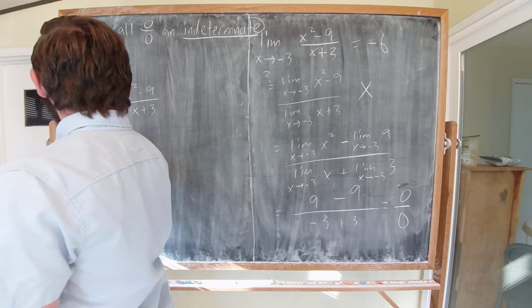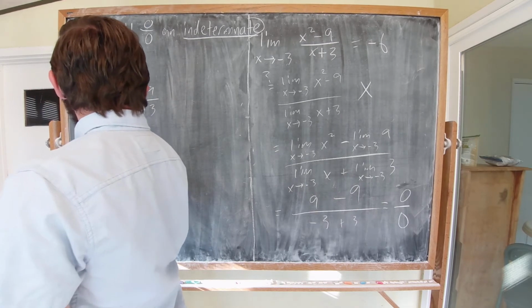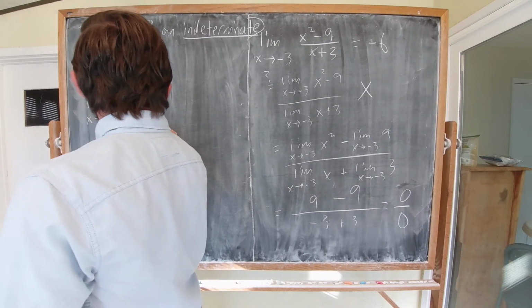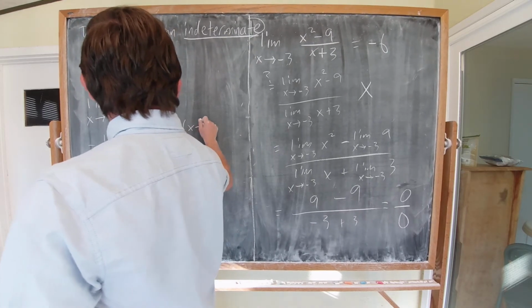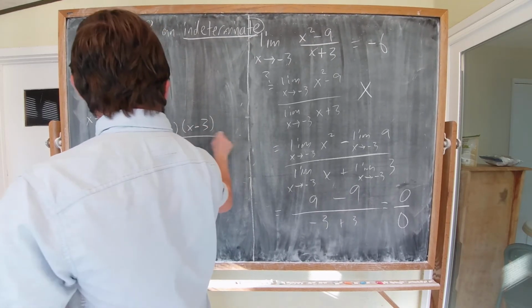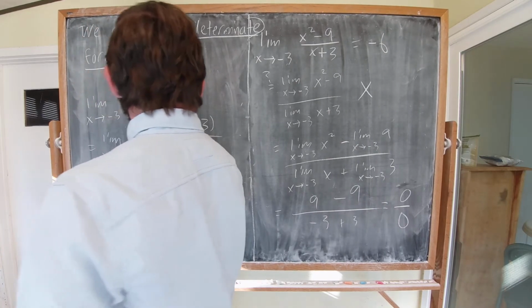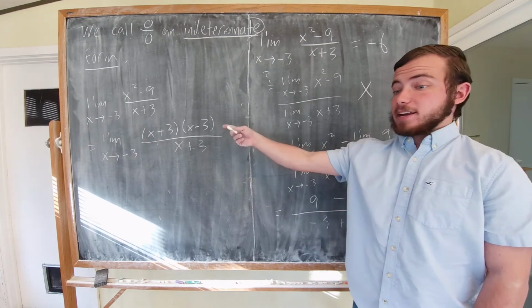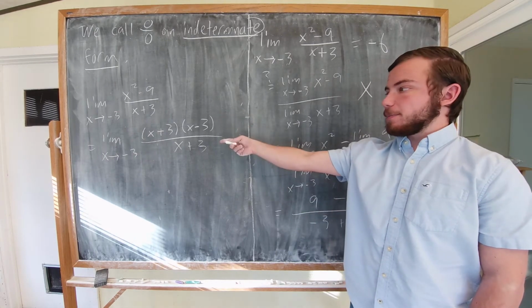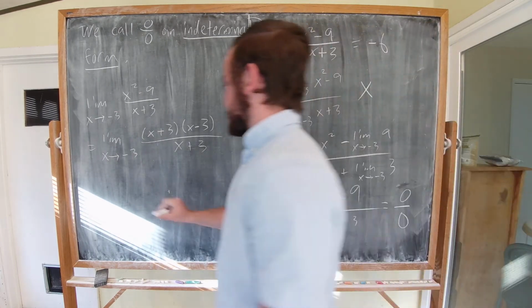This is the limit as x goes to -3 of x plus 3 times x minus 3 over x plus 3. Now, that's all well and good, right? Now we have a factor of x plus 3 on the top that can cancel with our factor of x plus 3 on the bottom.